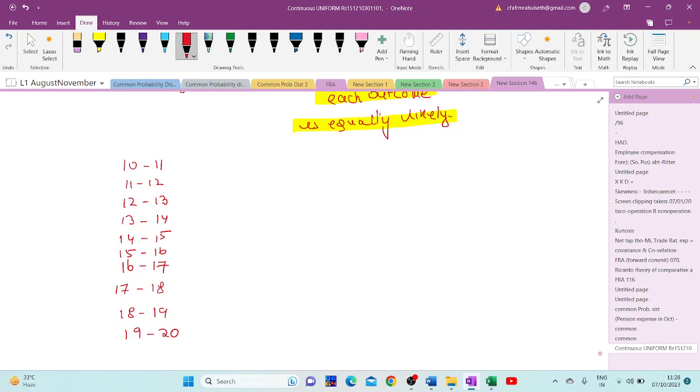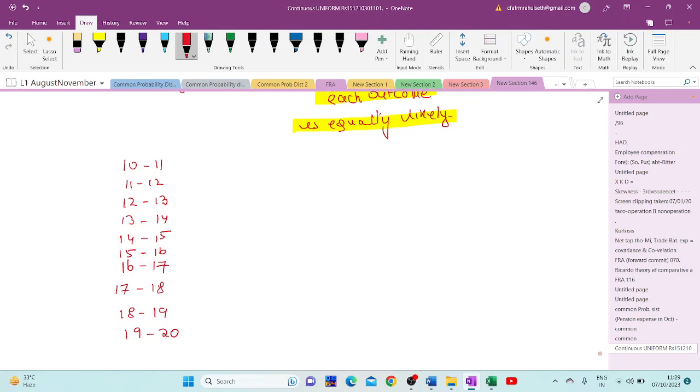Now what does this mean? This basically means that probability of getting a number between 10 and 11 shall equal the probability of getting a number between 11 and 12, which shall equal the probability of getting a number between 12 and 13, and so on and so forth. So now we need to know what is the probability of getting a number in any individual interval. How are we going to calculate that?